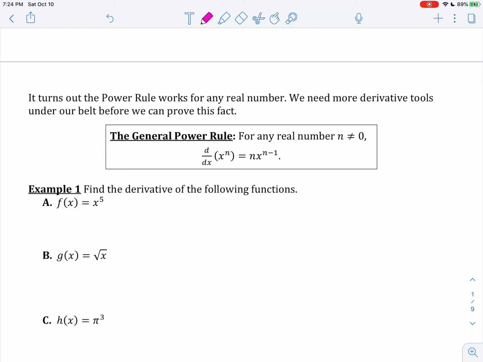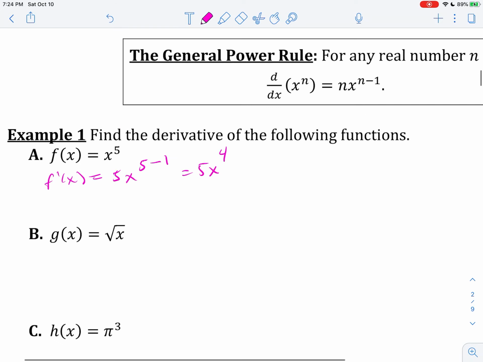Okay, so that's our general power rule. So how do we employ that? We say, okay, f prime of x, we're going to take the 5 down, and then we're going to subtract 1. So this is going to be 5x to the 4th power.